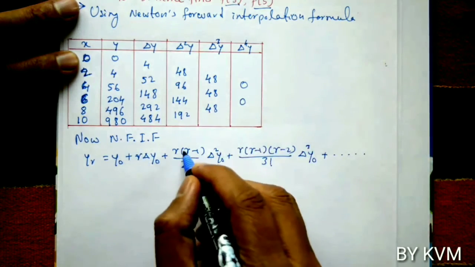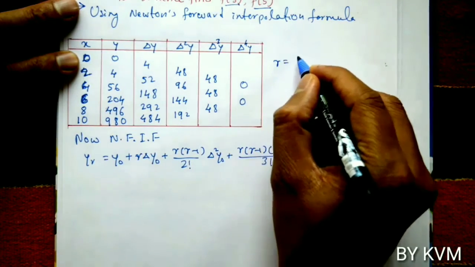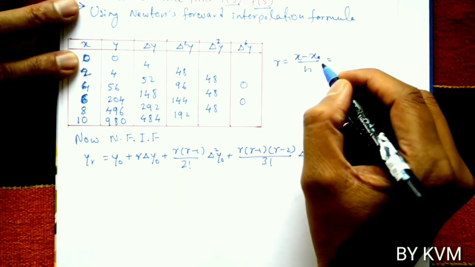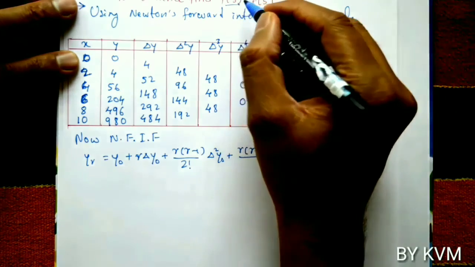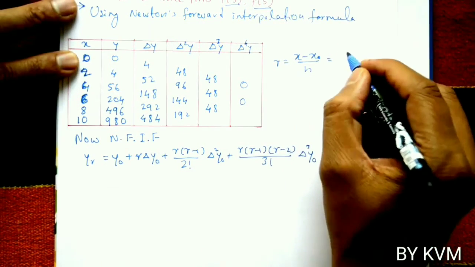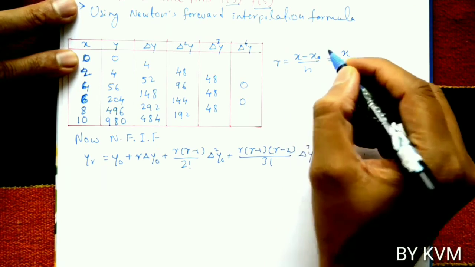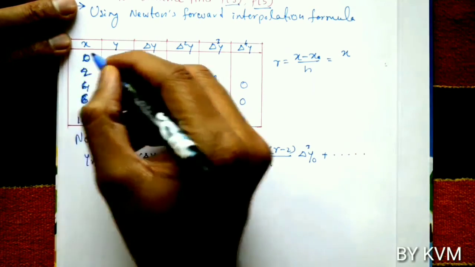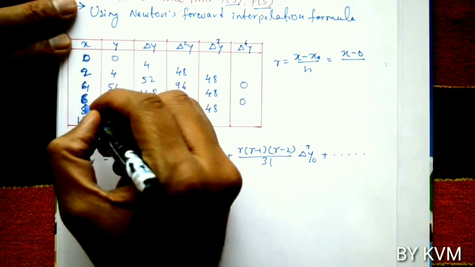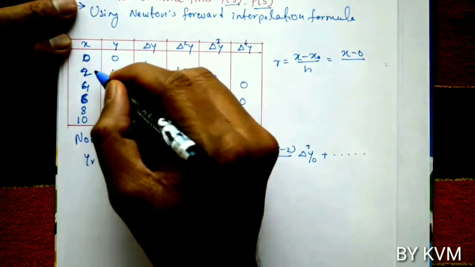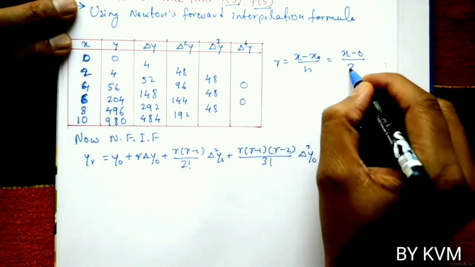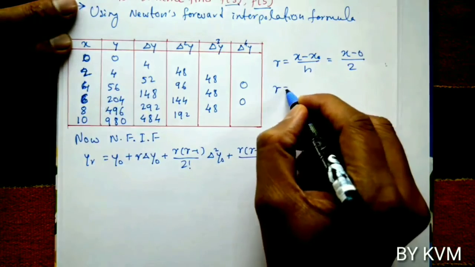And now we have to find r. In Newton's forward interpolation formula, r is x minus x naught by h. Now for x, don't take 3 and 5. You have to find the polynomial, so keep x as it is in the formula. So x minus x naught, where x naught is the first value of x, that is 0. So x minus 0 by h, the common difference between the values of x: 2 minus 0, 4 minus 2, 6 minus 4, that is, the common difference is 2. So r equals x by 2.